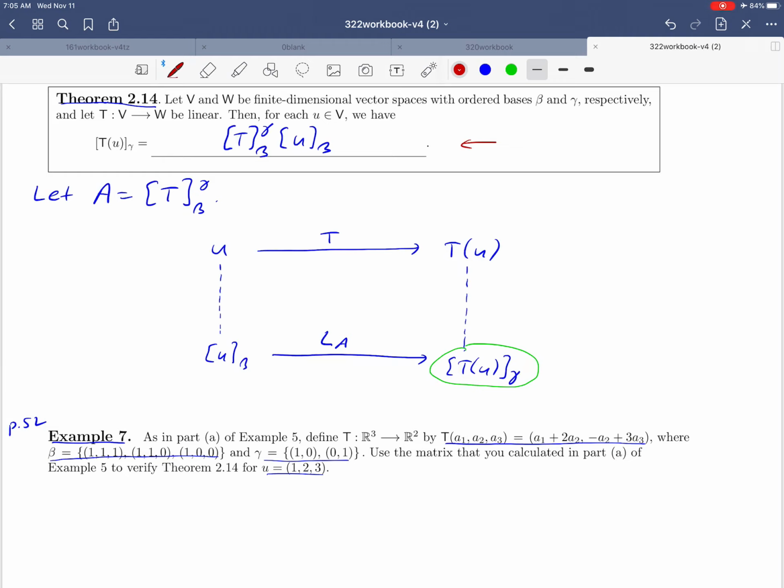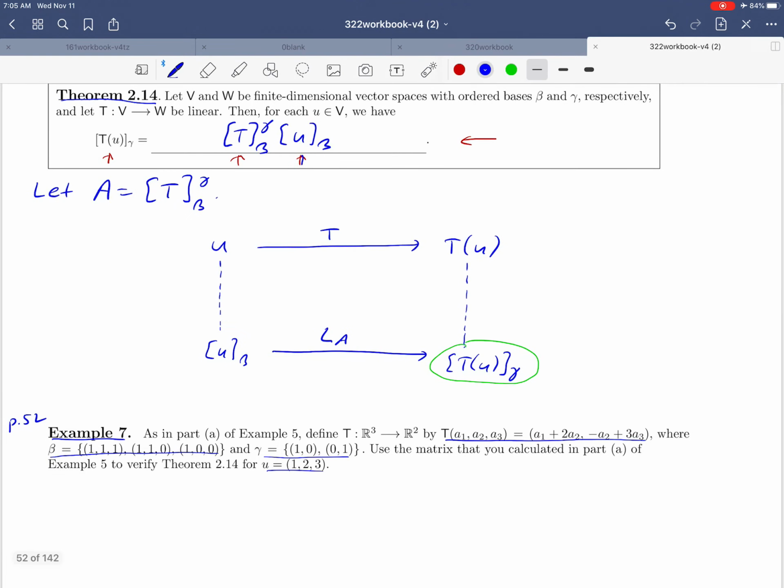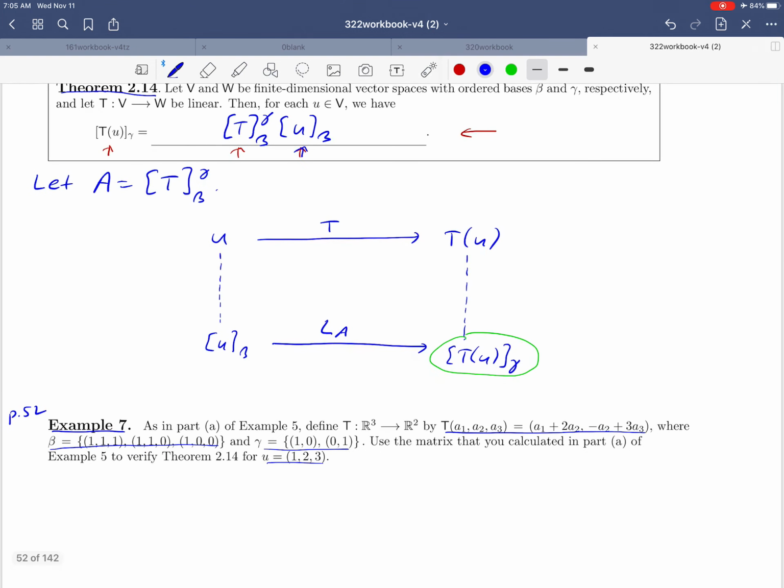As we do this, keep in mind that it's this equation that we want to verify. There are three things that we really need to calculate: this coordinate vector, this matrix, and this coordinate vector. We'll attack those one at a time. How about if we start with the coordinate vector of u relative to beta? Well, here's our basis beta.